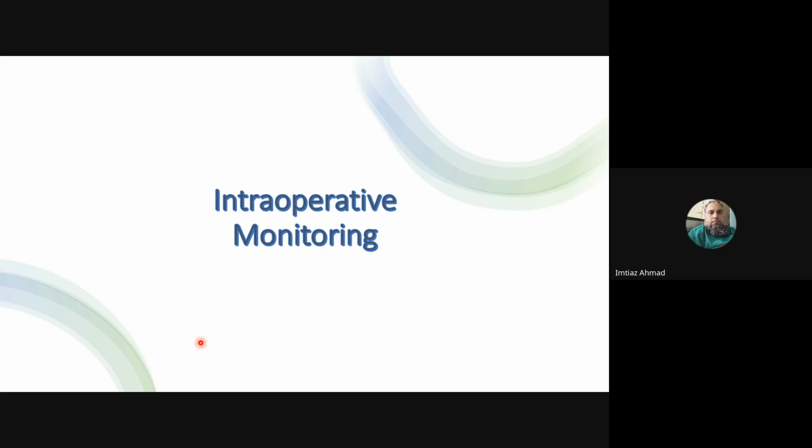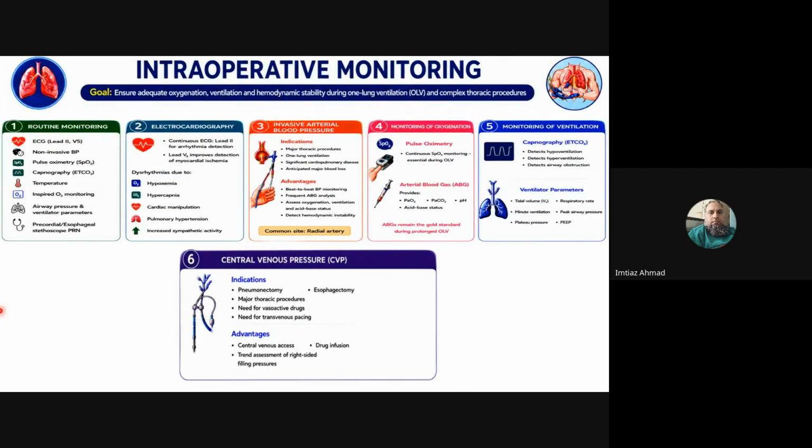Now, important intraoperative monitoring during this case will be routine monitoring with precordial or esophageal stethoscope use to find out the lung respiratory movements and to monitor the double lumen tube position. Apart from these, invasive arterial blood pressure will be monitored to find out the beat-to-beat blood pressure, and ABG monitoring for ABGs.